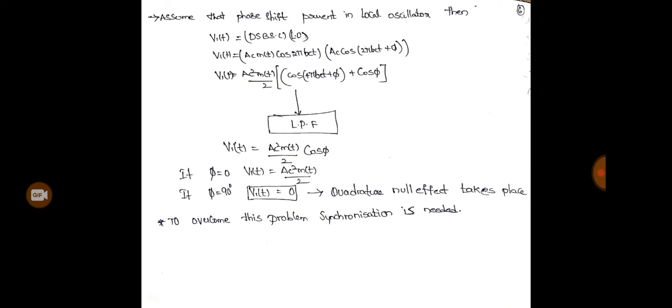Similarly, you saw this in AM demodulation also. If phi is equal to 90 degrees, then cos 90 is 0. So we will not get anything at the output. That is nothing but the quadrature null effect. To overcome this problem, synchronization is required at the transmitting end as well as the receiving end. In order to synchronize the system, we require essential hardware. It is somewhat costly in nature.